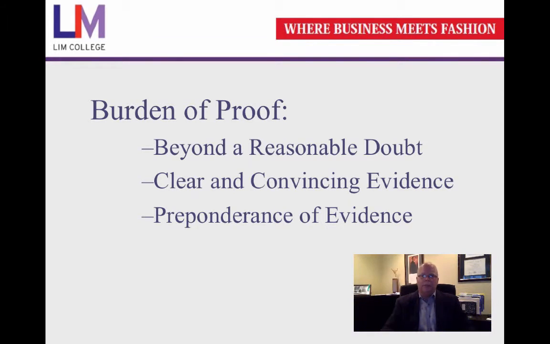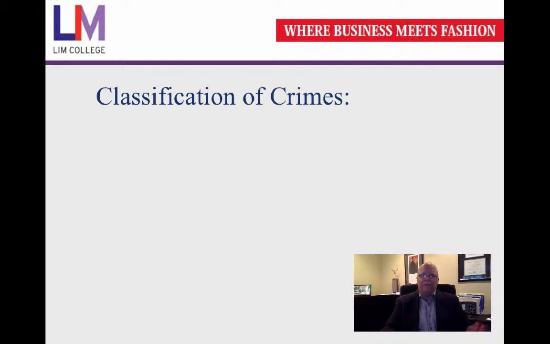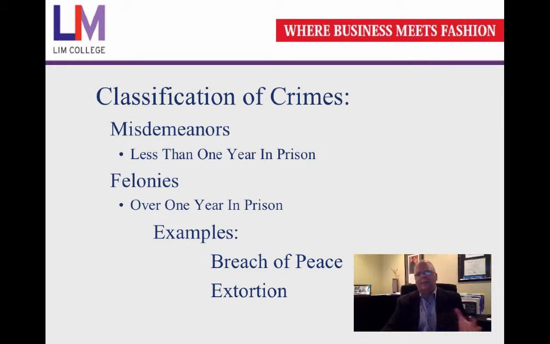There are classifications of crimes. All right, there are two classifications: a misdemeanor or a felony. All right, a misdemeanor is a crime that is punishable by less than 1 year in prison. A felony is a crime where the punishment is over 1 year. Will mean you have to go over 1 year in prison. Okay, misdemeanors less than 1 year in prison. Felonies over 1 year. Examples of some crime: breach of peace, extortion. I know there's a list in the book.